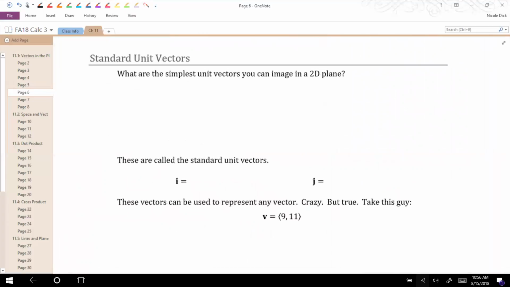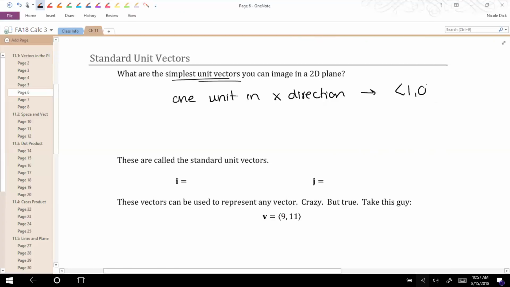And so what we're going to see is an alternate way we can describe vectors using numbers. Sometimes it's more handy this way, sometimes the other way, but the simplest unit vectors we can work with are 1 unit in the x direction, so in component form, that's the vector 1, 0, and then just 1 unit in the y direction.